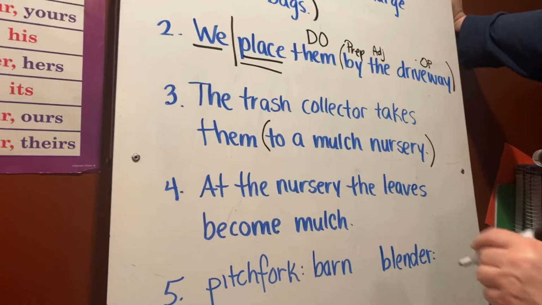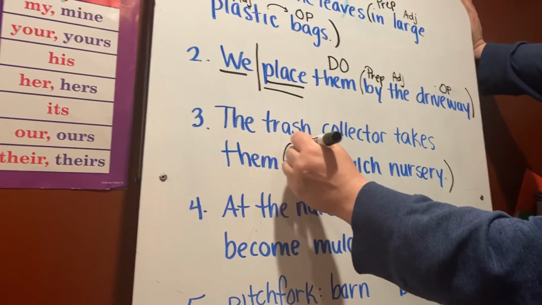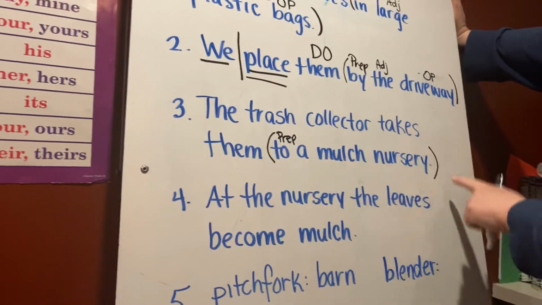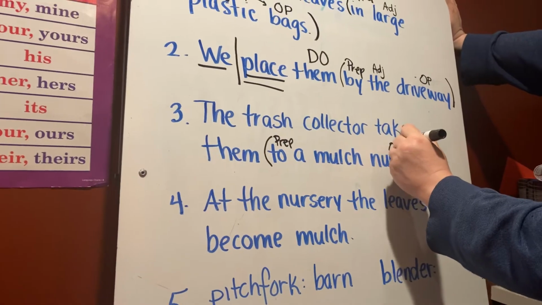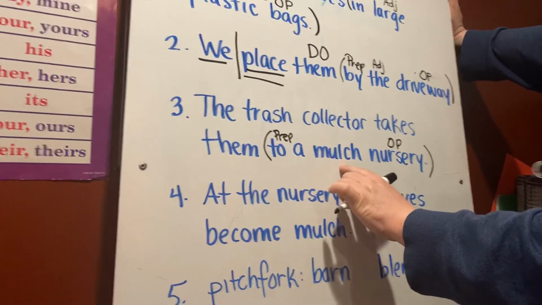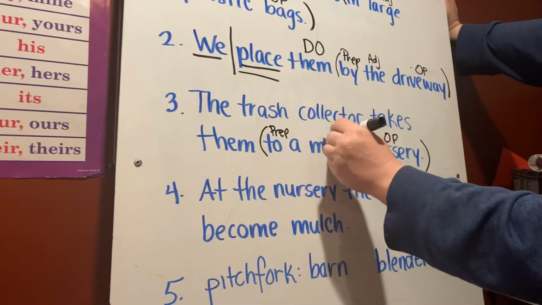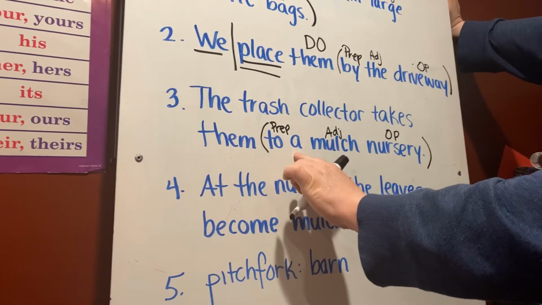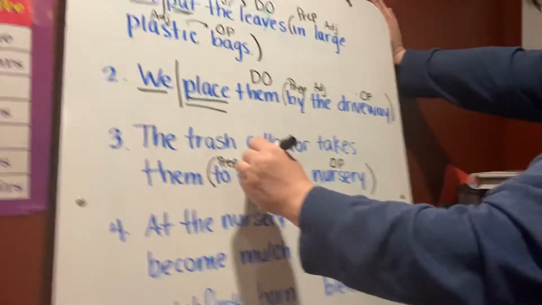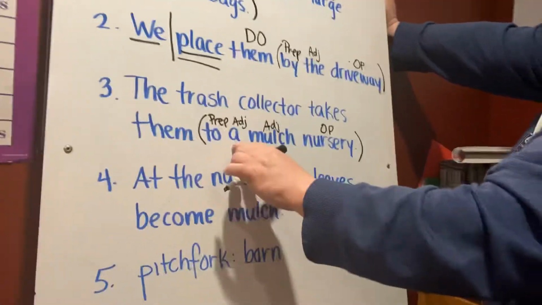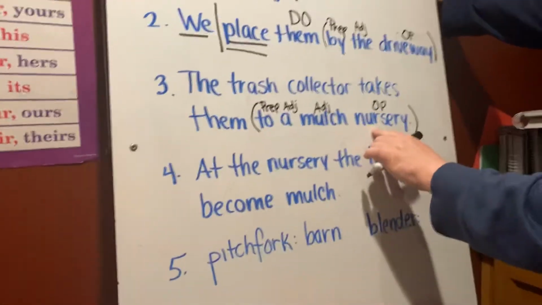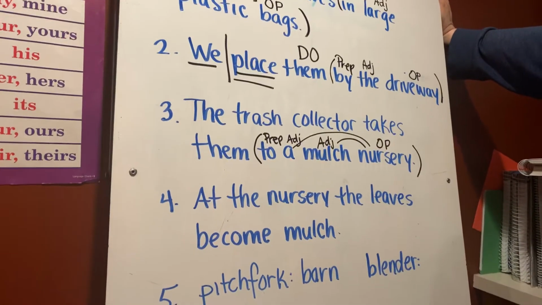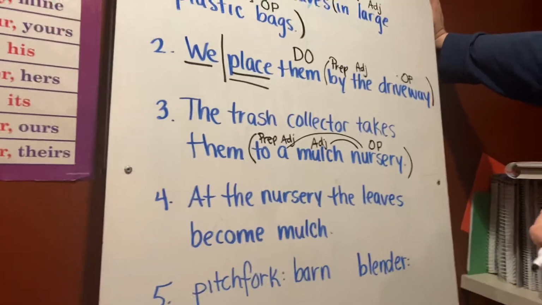Okay, what is the preposition? The preposition is to. What is the object of the preposition? Always at the end. Nursery. What is mulch doing? Mulch is an adjective describing nursery. What is a doing? A is an adjective. It's a special adjective known as an article, and it's also describing nursery. Okay. Let's take a look at the beginning of this sentence.